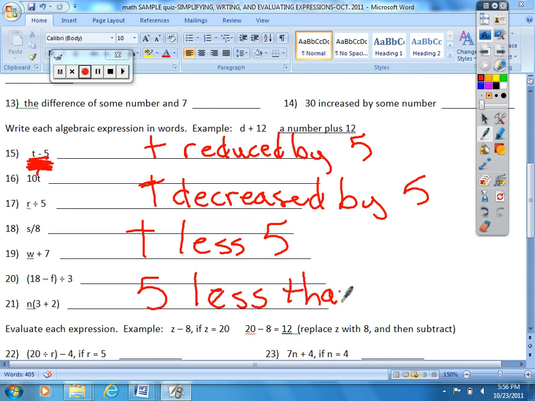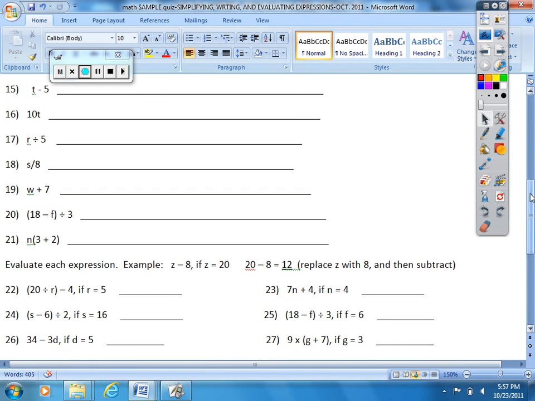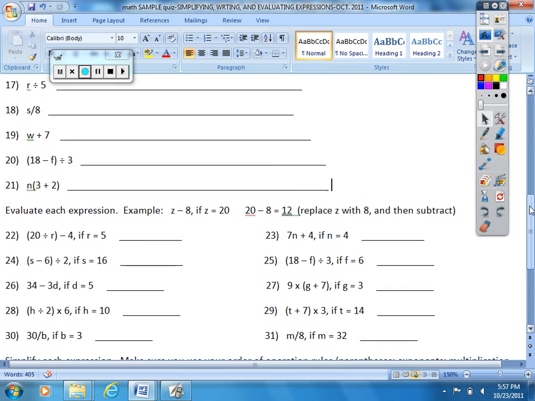So the students have many options on this, and you can see that basically as long as they can go back and say, well, this does fit, there's no way they can miss those. All right, I want to point out a couple of these that have more than one operation. If you look at 20 and 21, 18 minus f divided by 3. Basically all this is saying is that you're going to subtract f from 18 first.